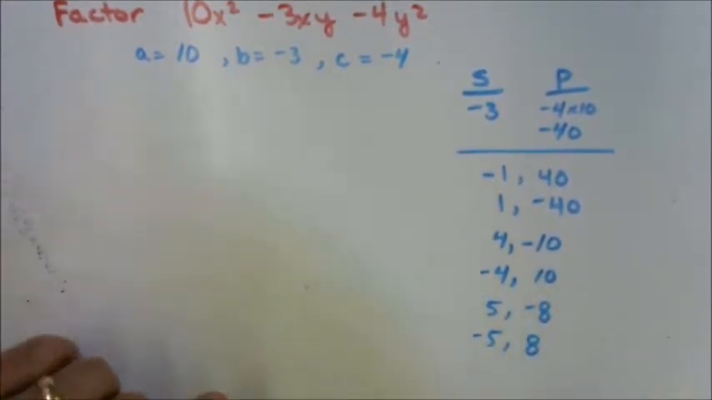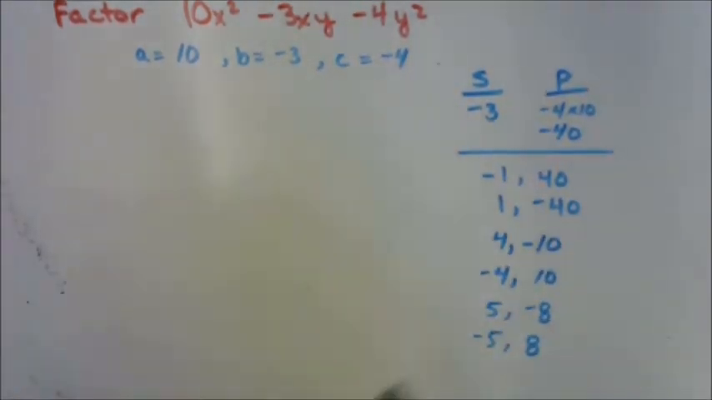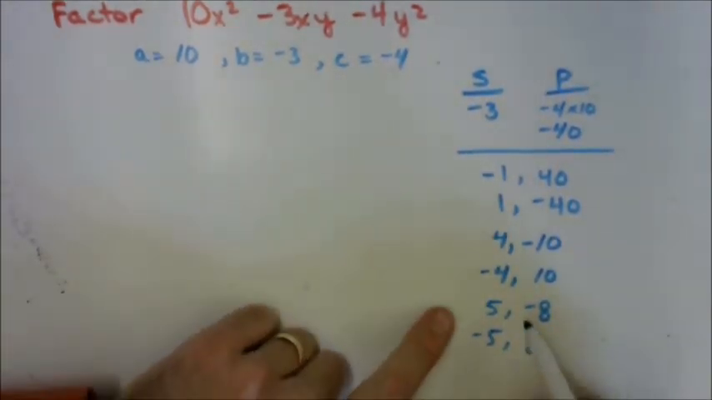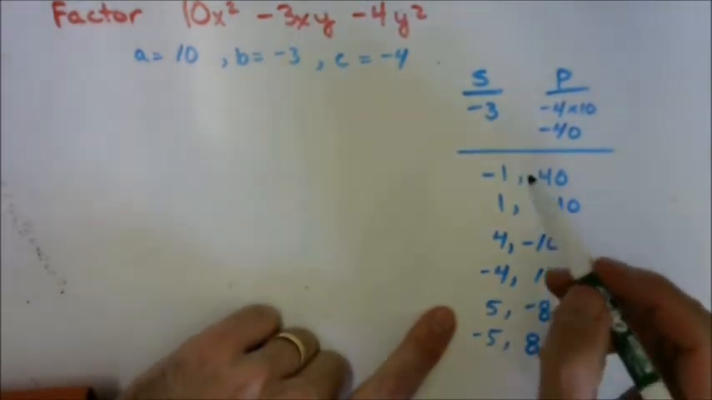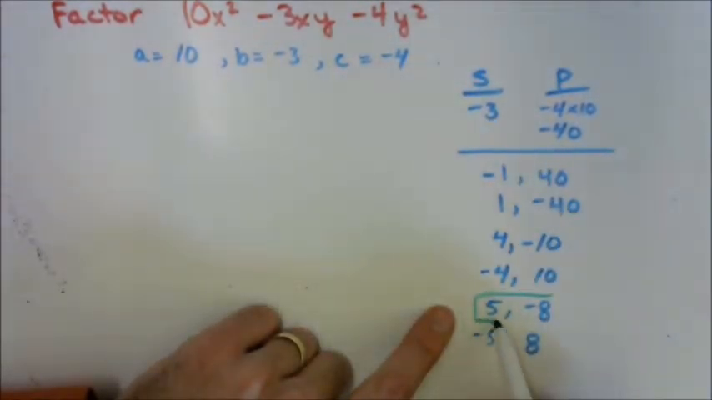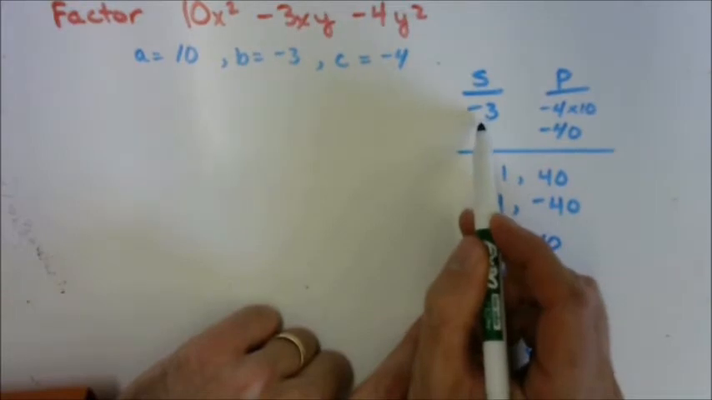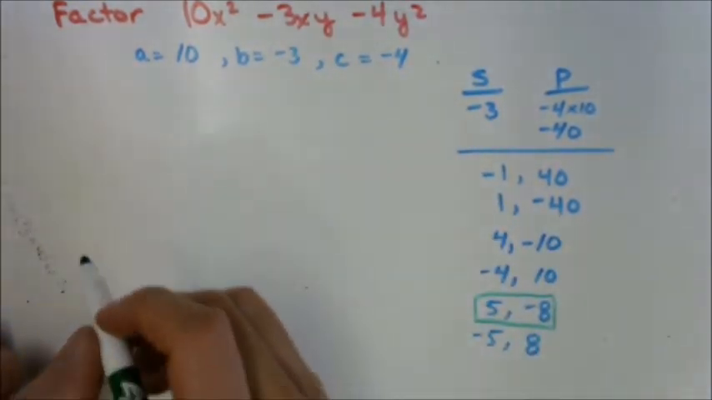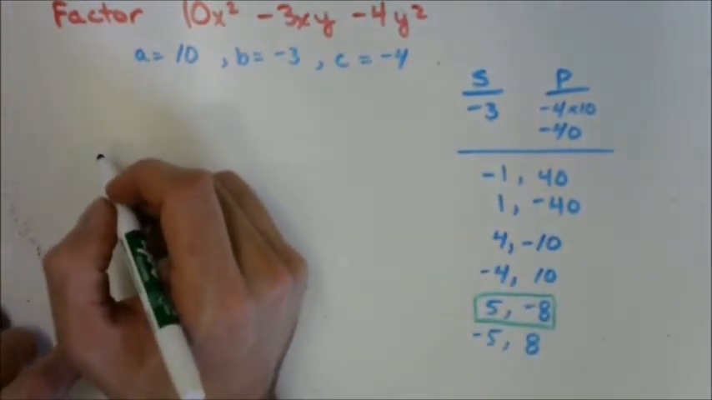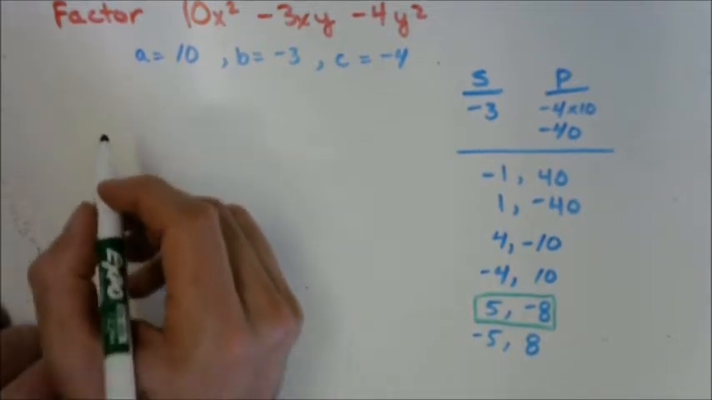Do you see anything that might add to negative 3 yet? 8. Yeah, so we're in the 8 and 5. Which one is going to be negative, the 8 or the 5? Negative 8. Yeah, the bigger number has to be because we're going to end up with negative 3 of them, right? So now again, we're just splitting that middle term. Okay, so go ahead and split that middle term.